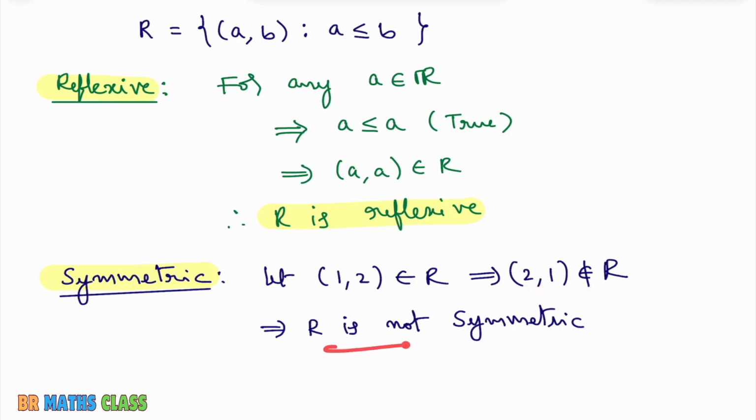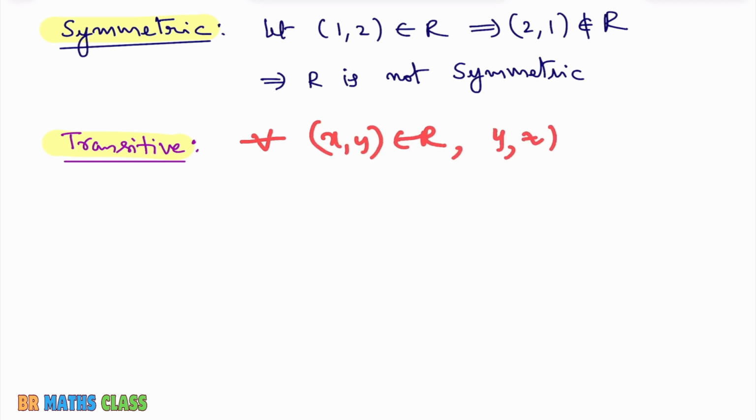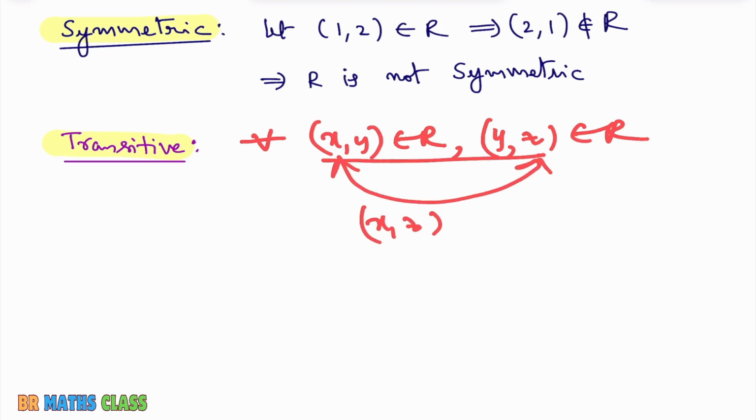As it is not symmetric, I gave a counter example. I'll check transitivity. Is this relation transitive or not? What is a transitive relation? You take x comma y and y comma z in the relation. If such ordered pairs exist, then we look whether x comma z is there in the relation or not. If x comma z is there in that relation, then we say that relation is transitive.